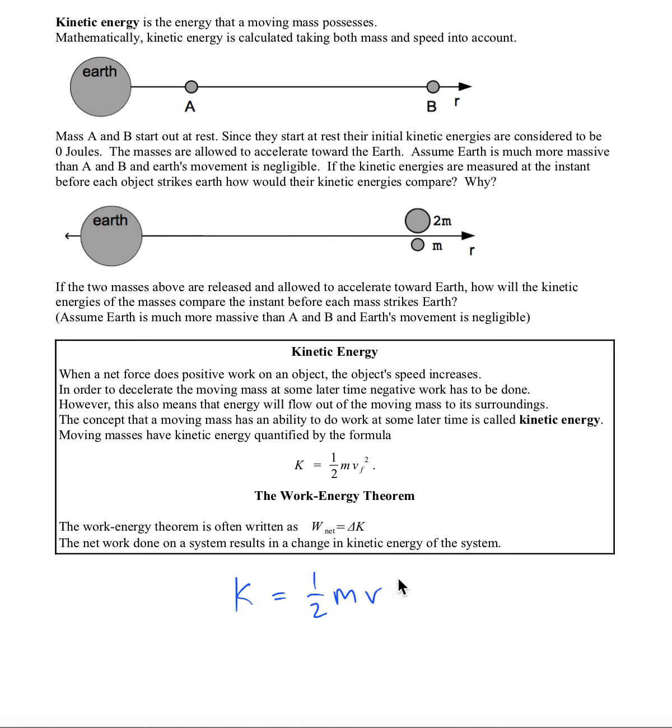1/2 mv squared, where m is the mass and v is the speed. Let's say that two objects are located near Earth, A and B, but B is 4 times as far away from the surface as A is. Let's let them be both held here motionless at rest for a minute. How much kinetic energy do they have if they're both at rest? Well, because the speed would be 0, their kinetic energies would be 0 as well.